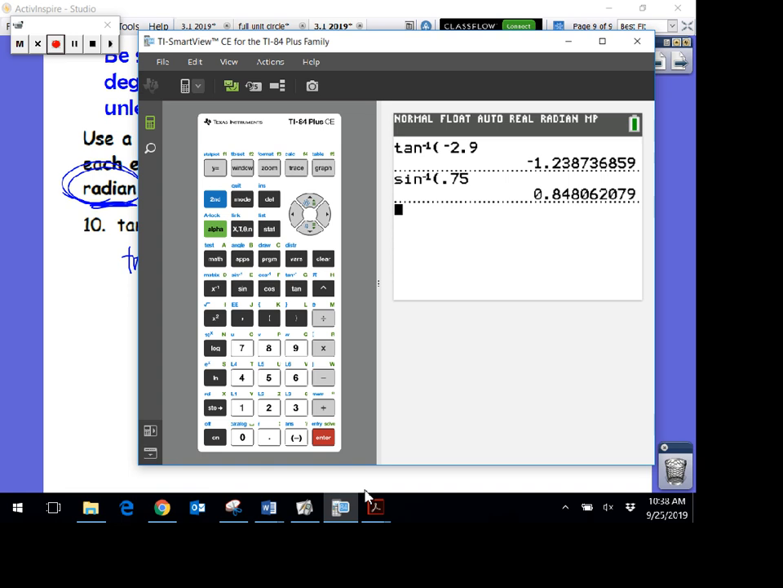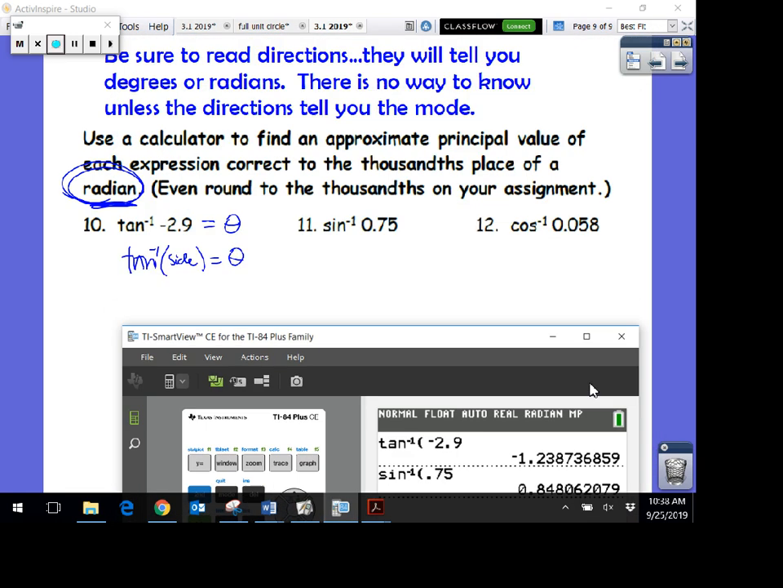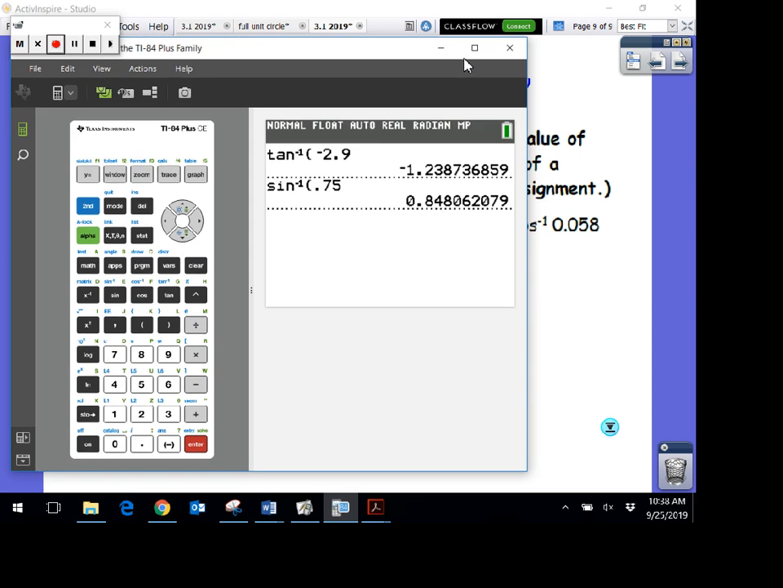Everything else is thousandths. And then inverse cosine of 0.058, so second cosine, 0.058, enter. 1.513. 1.513. The 7 moves the 2 up. It does not matter what is after that. The fourth number only. You don't look at the fifth to move the fourth, to move the third, to move the second. You only look at the fourth, and that determines whether the third goes up or stays the same. That is rounding to the thousandths. All right, so that is inverse sine, cosine, and tangent.